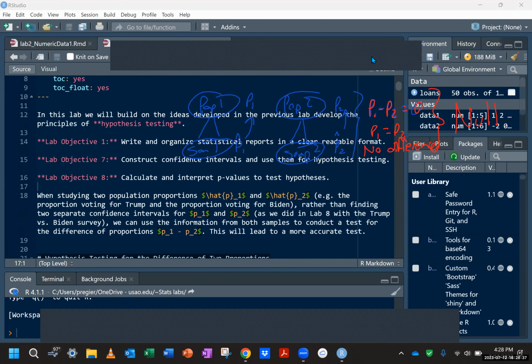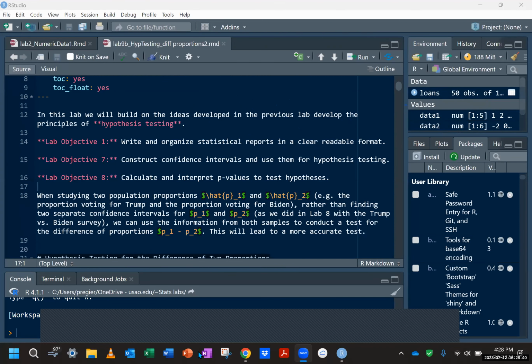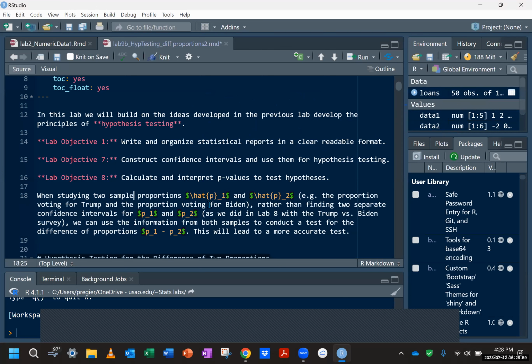And so I'll clear that. And in our studio, I'm using some fancy notation. Backslash hat in parentheses allows me to put a little hat on my P1, backslash hat P2. And so these are our two sample proportions. So last time we were studying the sample proportions voting between Trump and Biden, rather than finding two separate intervals, we could compare these directly using some skills that we will develop in this lab.